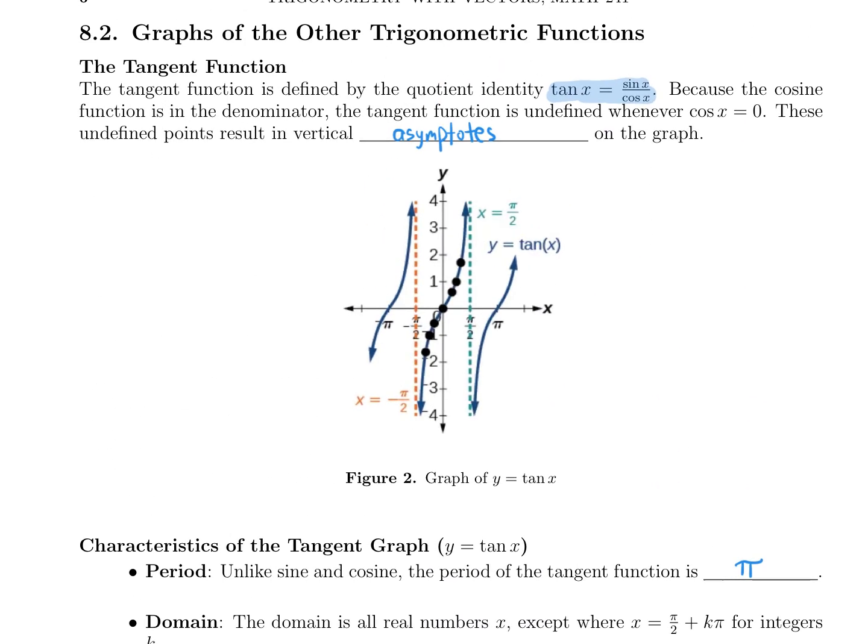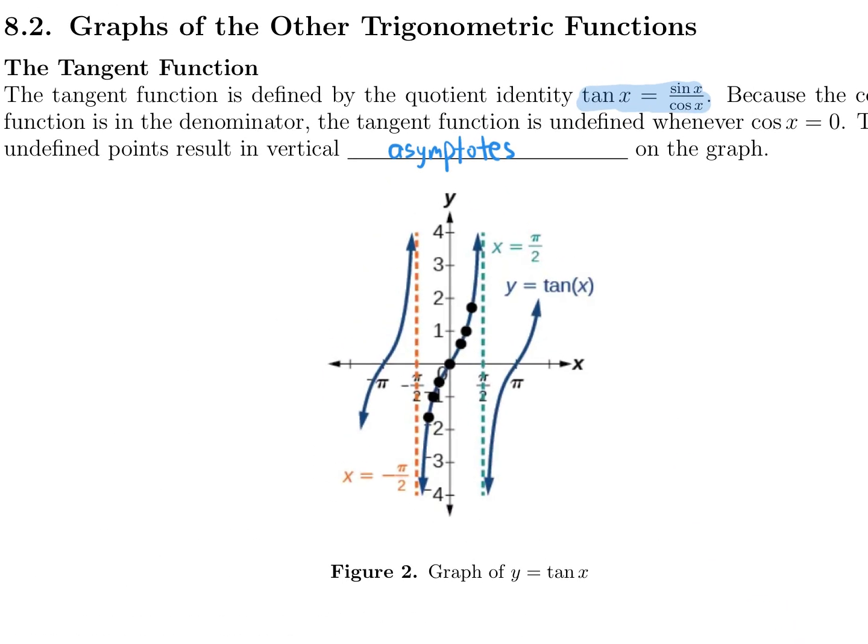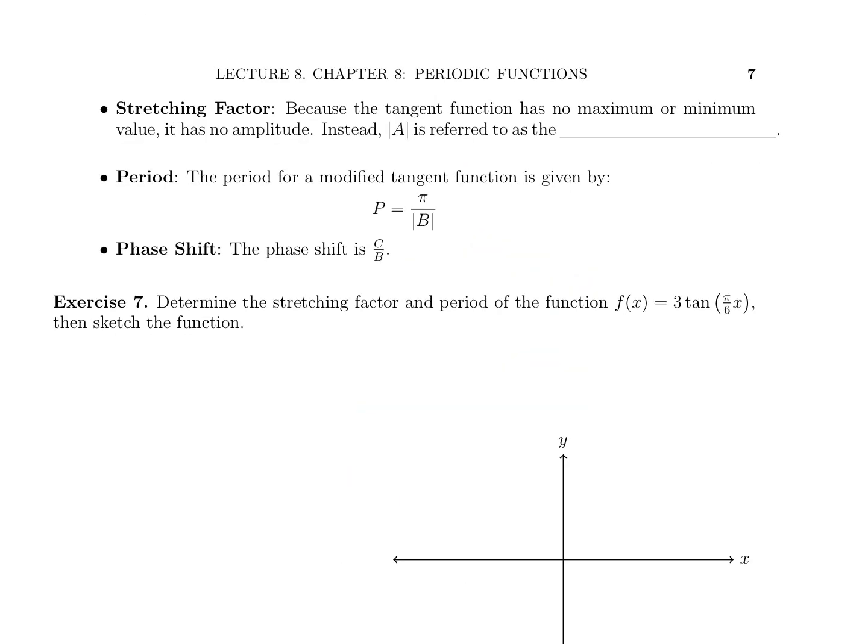The middle is in the middle, and then you have the asymptote on the left and the asymptote on the right, and then the stretch factor. Because the tangent function has no max or minimum, it has no amplitude. Instead, A is referred to as the stretch factor. The period, instead of 2 pi over B, is going to be defined as just pi over B. So there's a new formula for tangent. The phase shift is still the same, C over B.